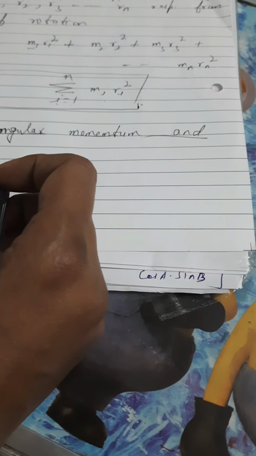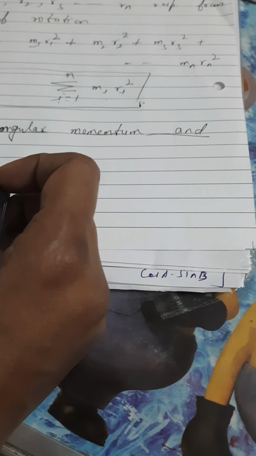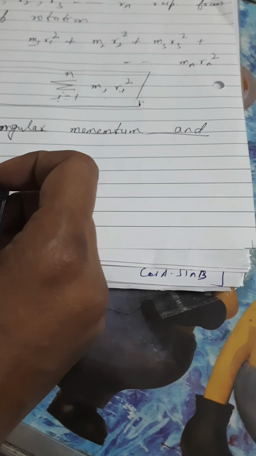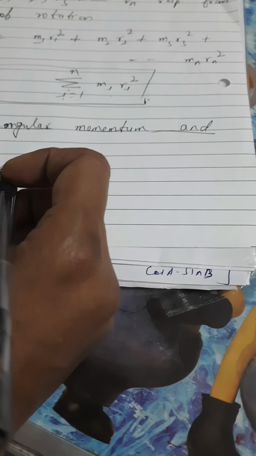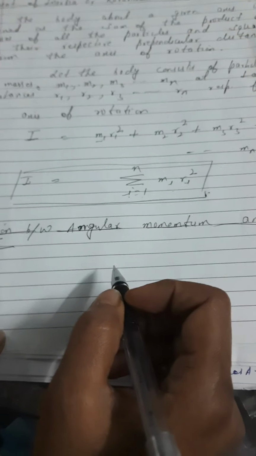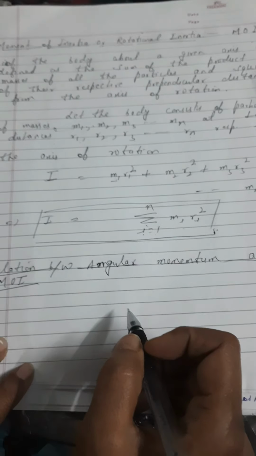For this, consider a rigid body rotating about a fixed axis with angular velocity omega. Angular velocity is denoted by omega. The body consists of n particles of masses m1, m2, m3, up to so on mn.